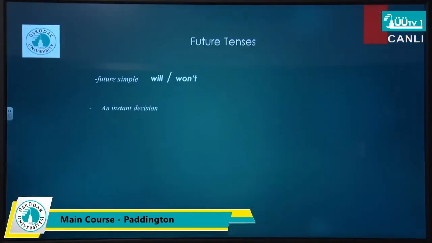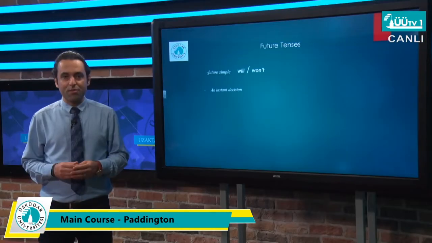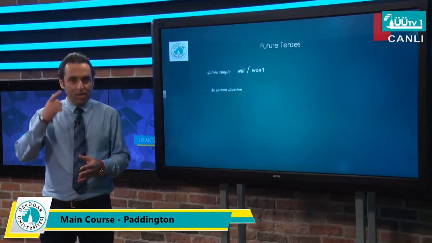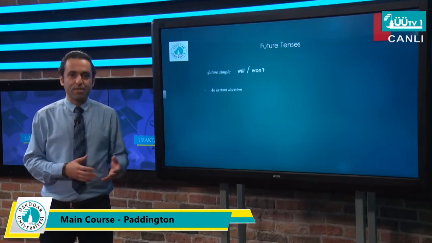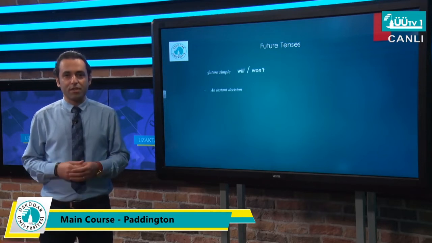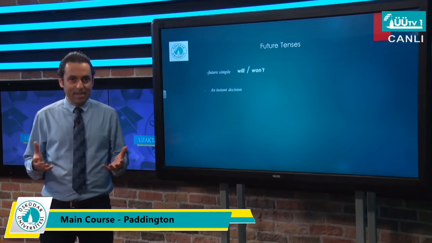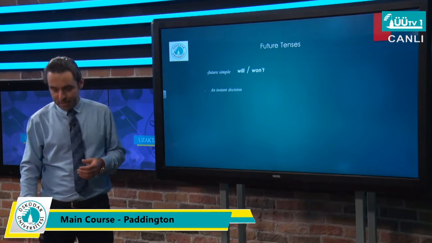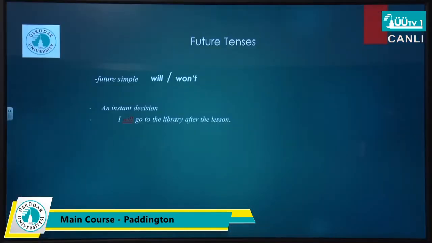The first one is when we want to talk about an instant decision, a decision that we made instantly without pre-thought about it. We're sitting at home and all of a sudden we decide to do something. It is an instant decision. Look at this example: I will go to the library after the lesson. So it's a kind of decision that you made without having any plan before that.